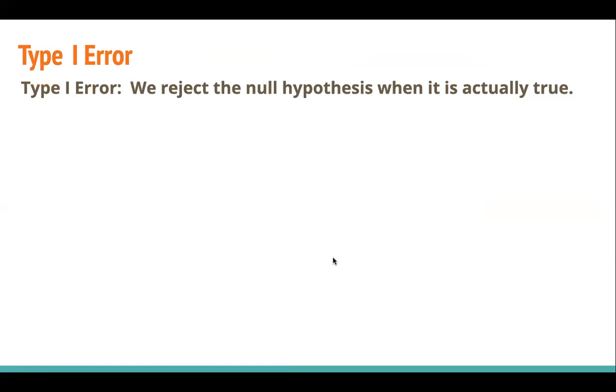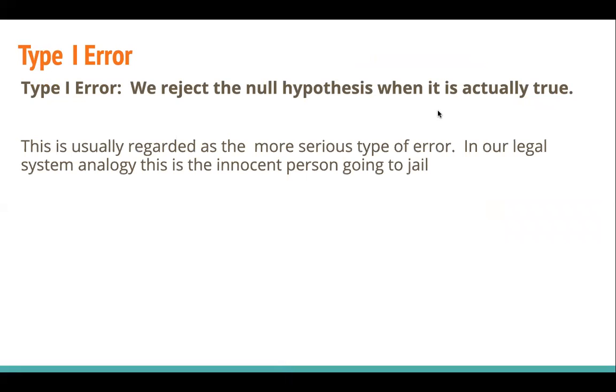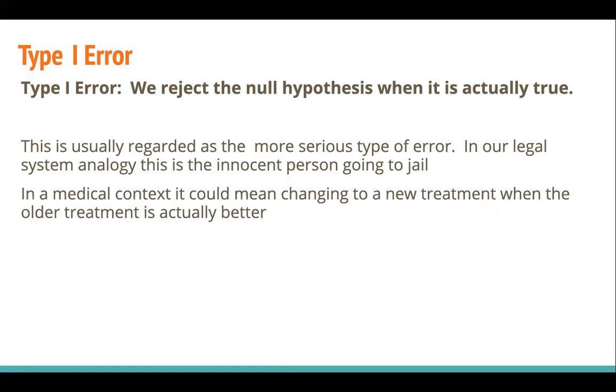Okay, so here's a summary of type 1 error. We reject the null hypothesis when it is actually true. This is usually regarded as the more serious type of error. In our legal system analogy, this is an innocent person going to jail. We try to keep this as low as possible. In a medical context, it could mean changing to a new treatment when the older treatment is actually better.